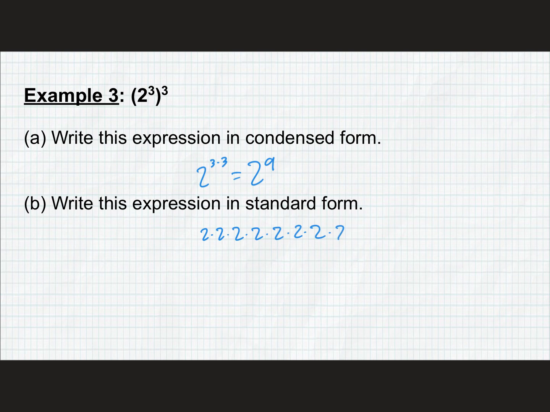So 2 times 2 times 2 times 2 times 2 times 2 times 2 times 2 times 2. This is 2, 4, 8, 16, 32, 64, 128, 256, 512. 2 to the 9th is the same thing as 512.